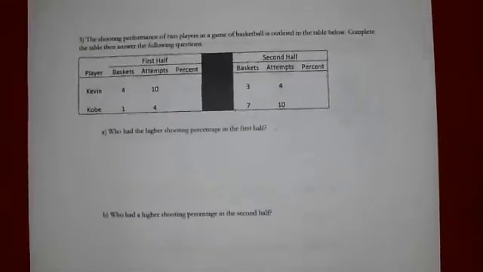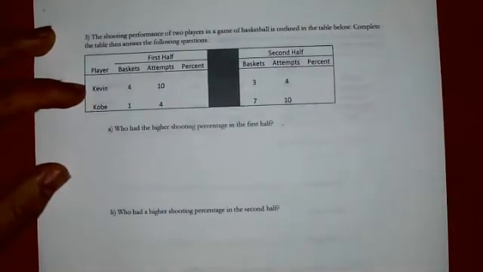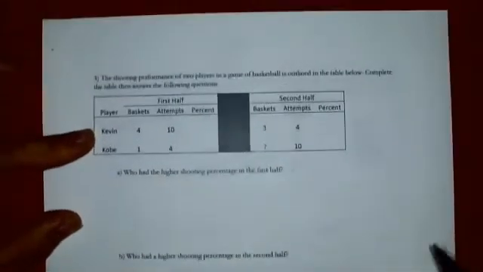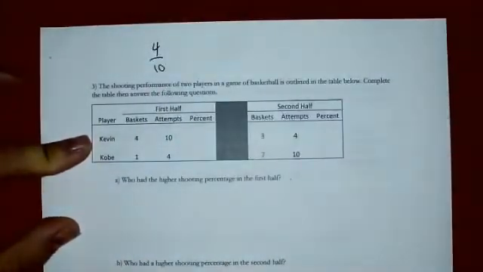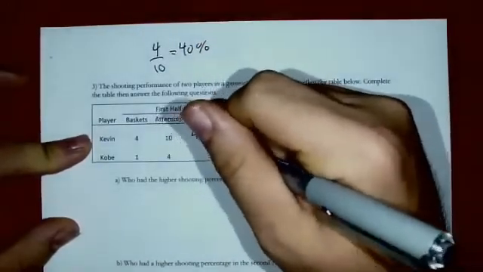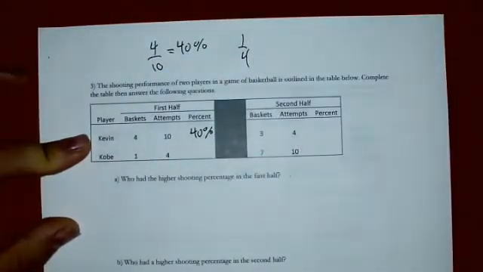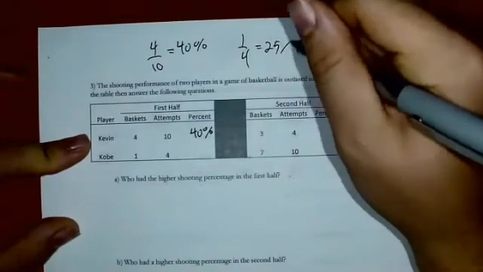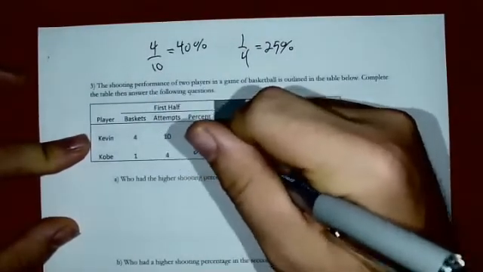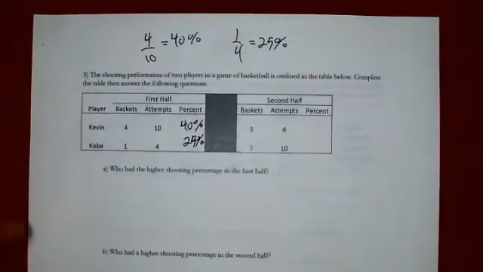Let's look at another example where percentages can be tricky. So here you got shooting performance of 2 players in a basketball game. Let's go ahead and complete the table. So in the first half, Kevin made 4 out of 10 baskets. If we write that as a percentage, that's 40%. So Kevin made 40% in the first half. Kobe is 1 out of 4. So if you compute 1 out of 4, that's 0.25, which is 25%. So yeah, 25% was the shooting percent. That's the first half, 40% and 25%.